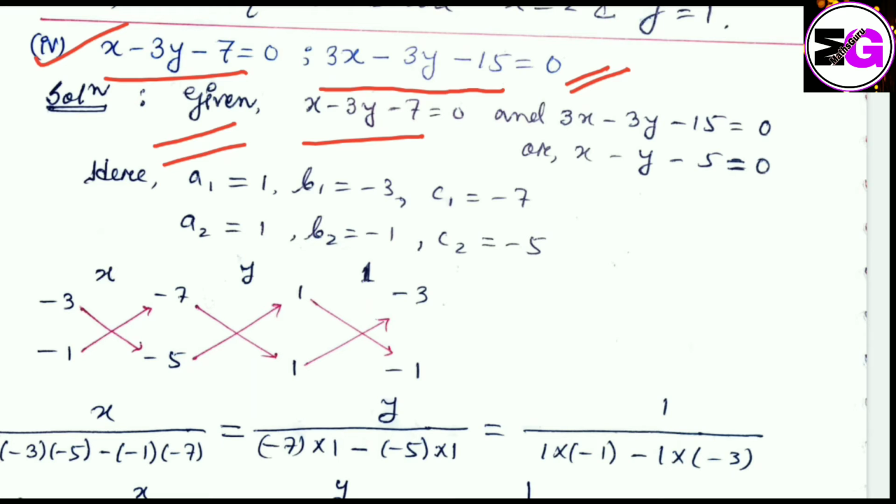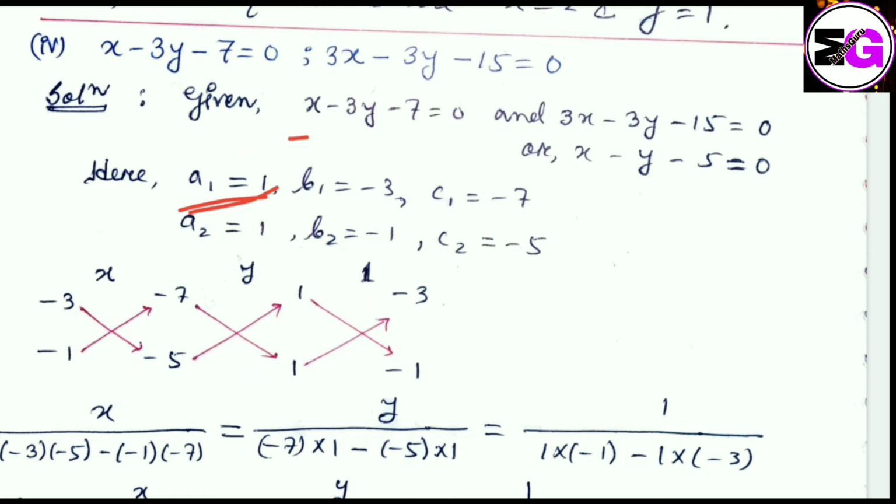So x minus 3y minus 7 equals to 0 and 3x minus 3y minus 15 equals to 0, which can be rewritten as x minus y minus 5 equals to 0, if we divide by 3. Okay, so now a1 is equals to 1 from this equation.